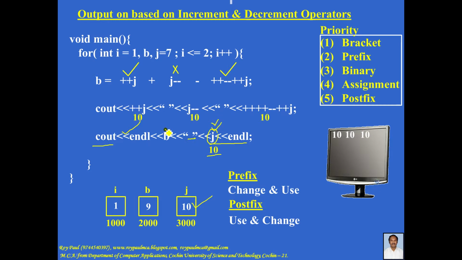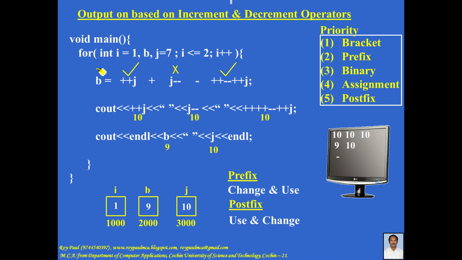Space. B, neither prefix nor postfix, so you don't need to apply any rule. What is B? Your B is 9. So here you get the answer 9. So in the computer's monitor, in a new line, you get 9 followed by space followed by 10, and here the cursor goes to next line. So 9, 10, and because of endl, cursor goes to next line.